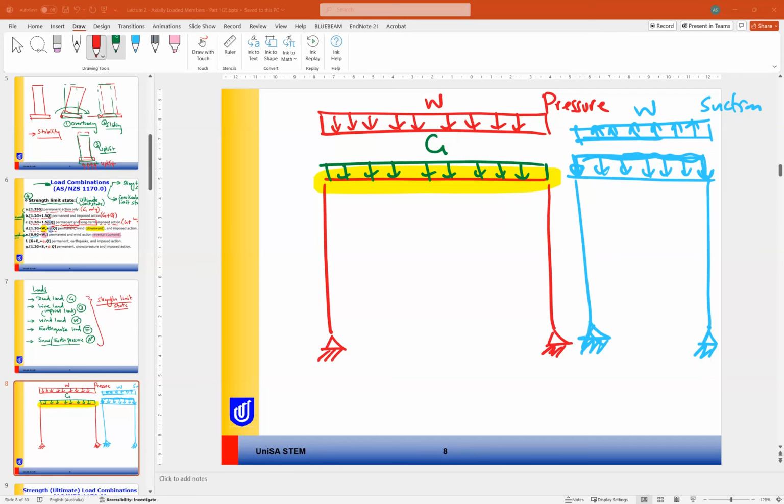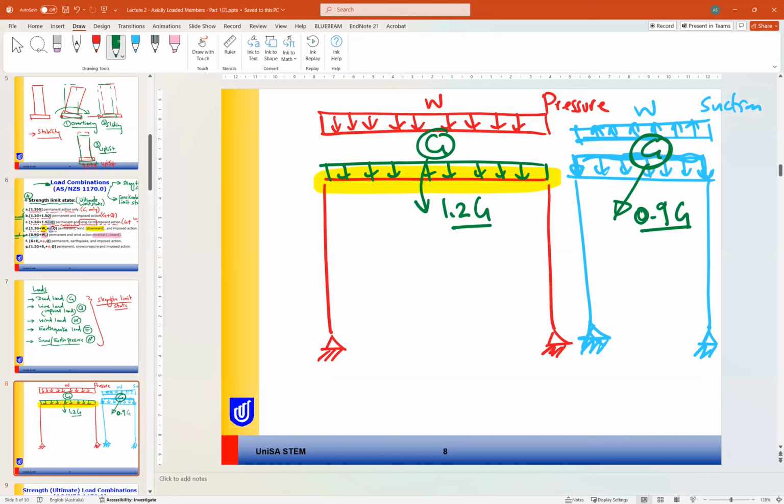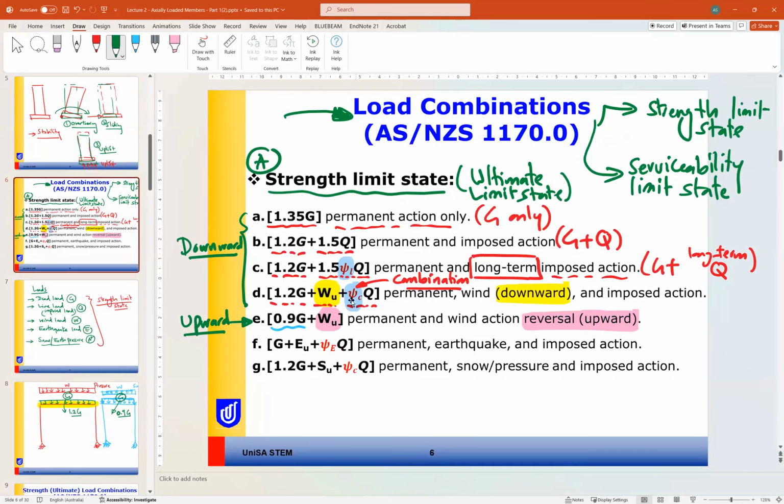Yes, thank you. So in this case, the combination for G will not be 1.2. We will take only 0.9 of G. Here in this case, we will take 1.2 of G. Okay, so for combination number 4, the wind is downward wind, and for number 5, the wind is upward wind.